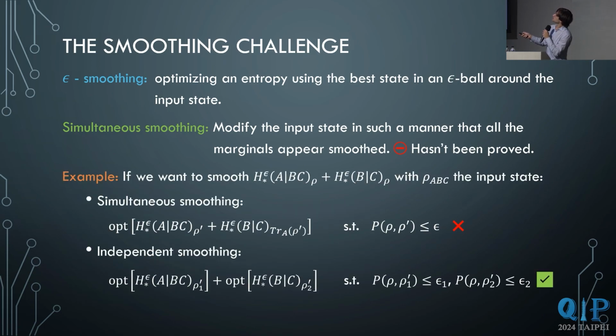Imagine that we want to smooth these two entropies here. Simultaneous smoothing would mean that we find this rho prime that optimizes the first entropy, and automatically the partial trace of this rho prime should be the one that optimizes the second entropy here. And this is what I said, that it's kind of a stretch, it's a conjecture, but it hasn't been proved. So we want to avoid the use of simultaneous smoothing, and instead use independent smoothing, which is just finding some rho prime 1 and rho prime 2 that optimize independently each possible entropy, without hoping for any relation, any spatial relation between rho prime 1 and rho prime 2.